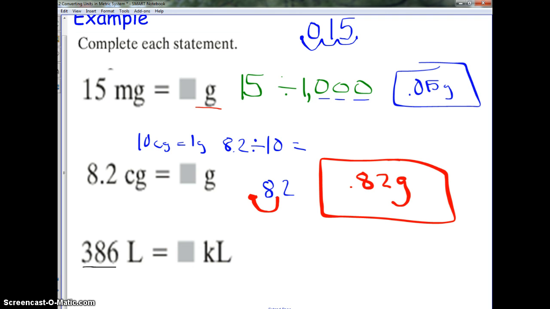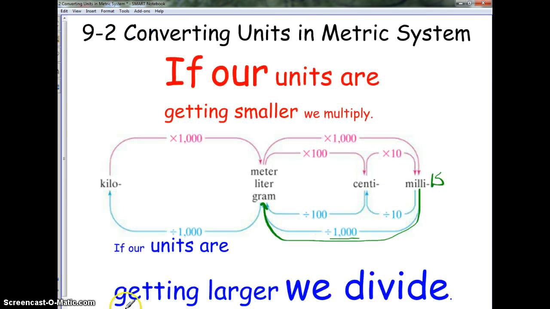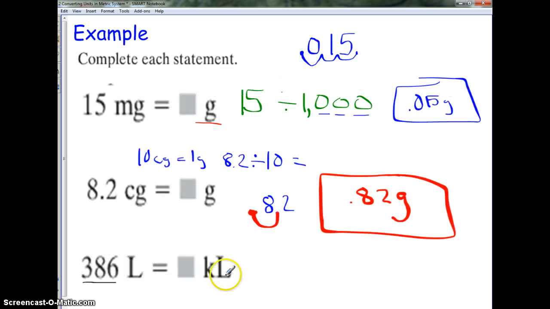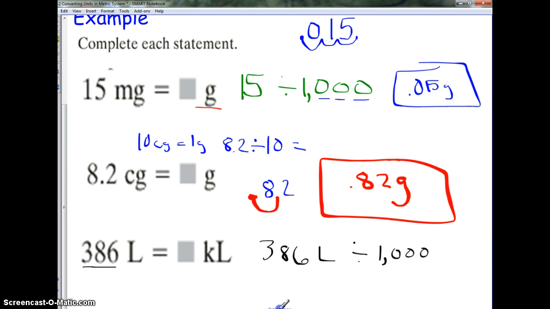Okay, so let's go back. 386 liters, and we want to get to kiloliters. So by doing that, we would have to follow this track, and we'd have to divide by 1,000. Okay, so we have to divide by 1,000 here. So we have 386 liters, and we have to divide by 1,000.